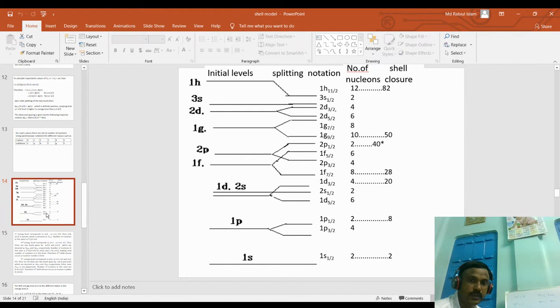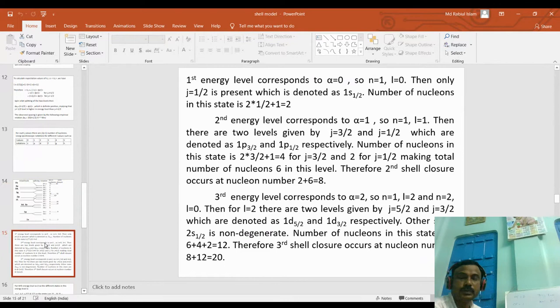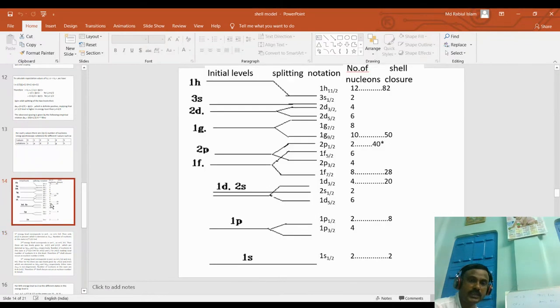So the number of nucleons will be 2. As it is, if you read the first stanza, the first energy level corresponds to alpha equal to 0, so n equals 1, L equals 0. Then only J equal to half is present, which is denoted by 1s half. The number of nucleons in this state is 2 into half plus 1, because half is the J value, 2J plus 1 equals 2. So the one state, which is a non-degenerate state because a single energy state is there, the number of neutrons is 2 and the shell closure is 2. So it gives the first magic number.